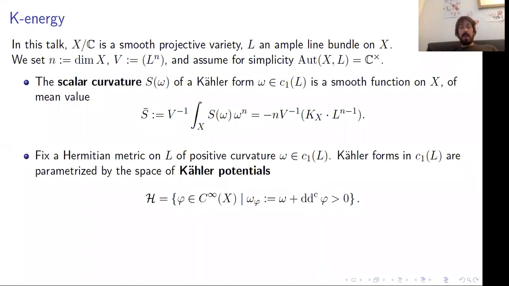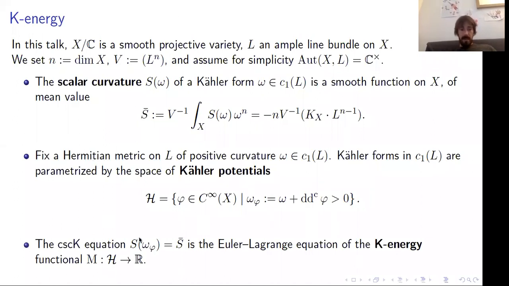Okay, so we are interested in a Kähler form in the given class, such that the scalar curvature S of omega is constant and therefore equal to S bar. And to do this, we use the miracle of Kähler geometry, that you can parametrize Kähler metrics by functions, which are known as Kähler potentials. So you fix a Hermitian metric on L, such that the curvature is a positive (1,1)-form, therefore a Kähler form omega in the first Chern class of L. And then every other Kähler form by the ddbar lemma will be of the form omega plus i d d bar phi, or omega plus dd^c phi, which is written in short as omega phi. And the set of such functions is the space H of Kähler potentials.